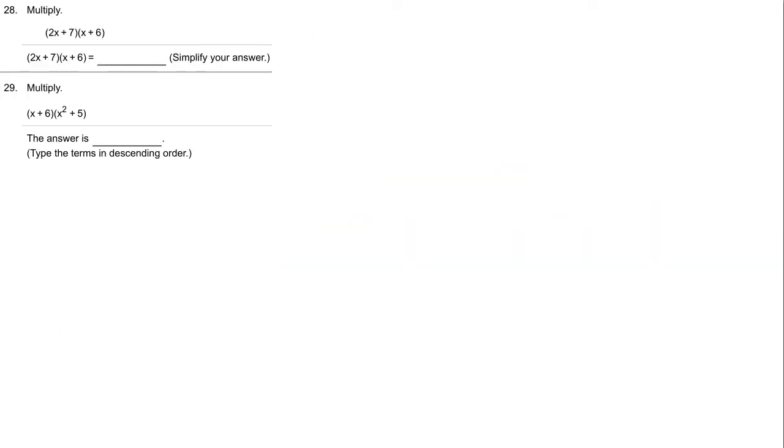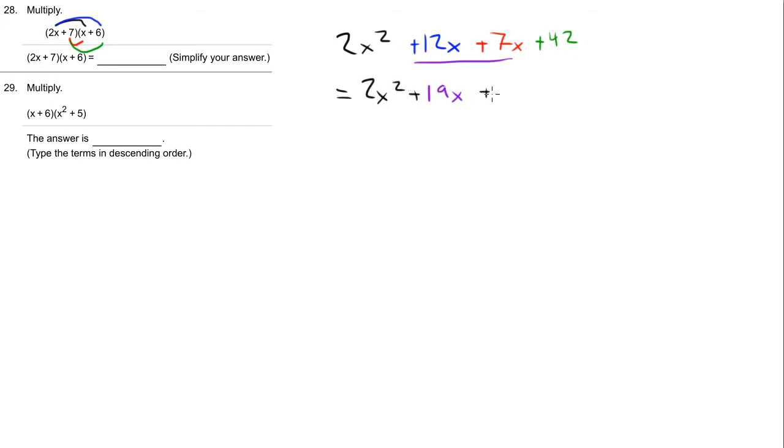Next. Let's multiply. Cool. So 2x times x is 2x squared. 2x times 6 is 12x. 7 times x is 7x. And 7 times 6 is 42. We can combine to get 19x. So this is 2x squared plus 19x plus 42.